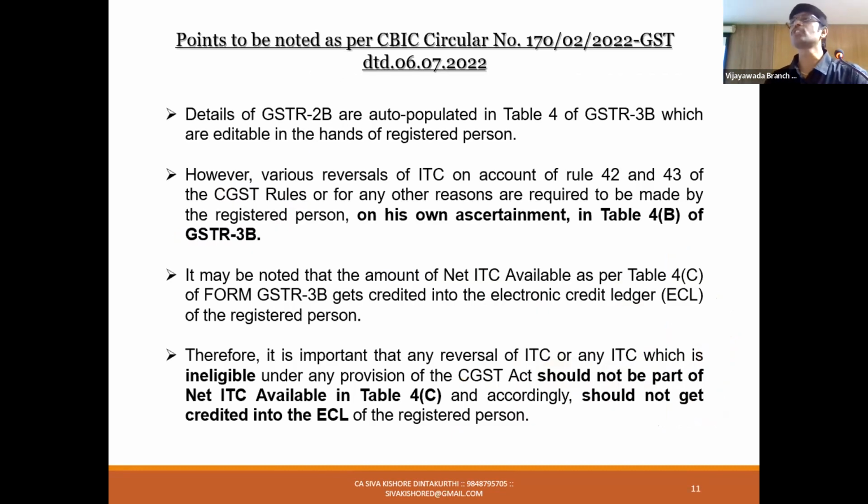So what are the points to be noted in this circular? If you open the circular, the 2B are auto-populated into 4.